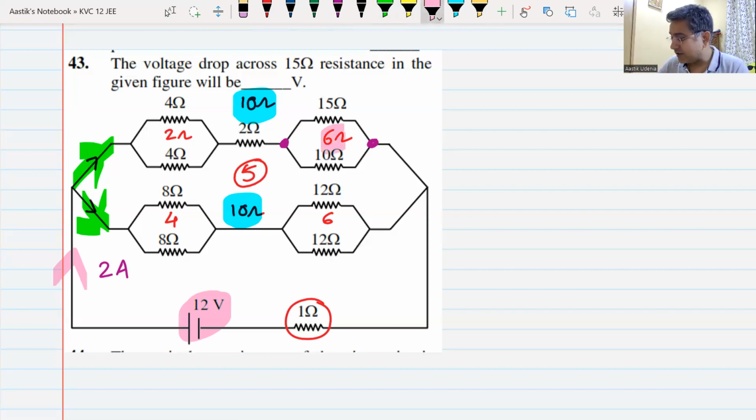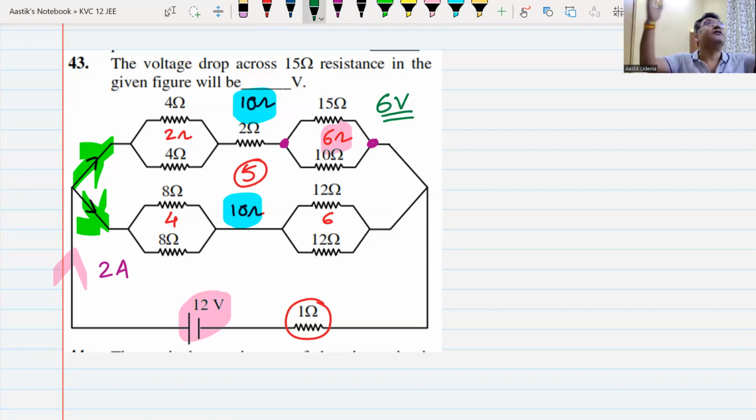We have found out that the effective resistance is 6 ohm. 6 ohm multiplied by the current, which is 1 ampere. So what is the potential drop? 6 multiplied by 1, sir. 6. And you gave me the answer as 2 volt.